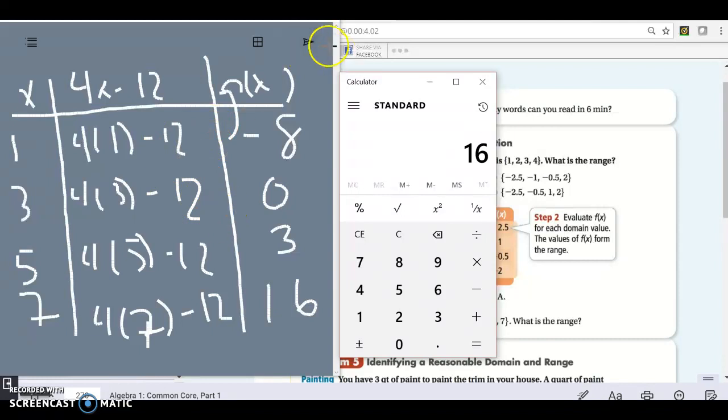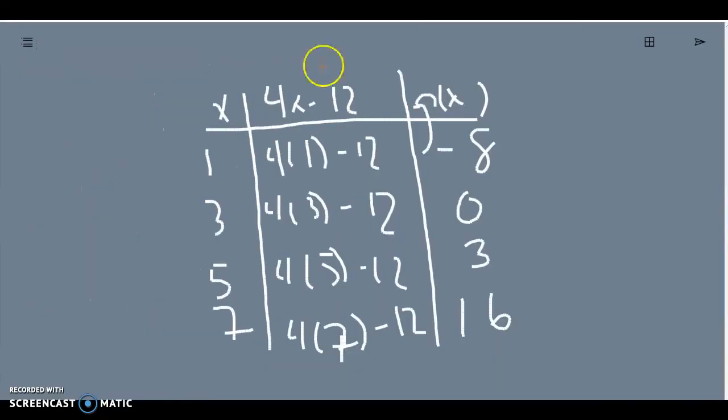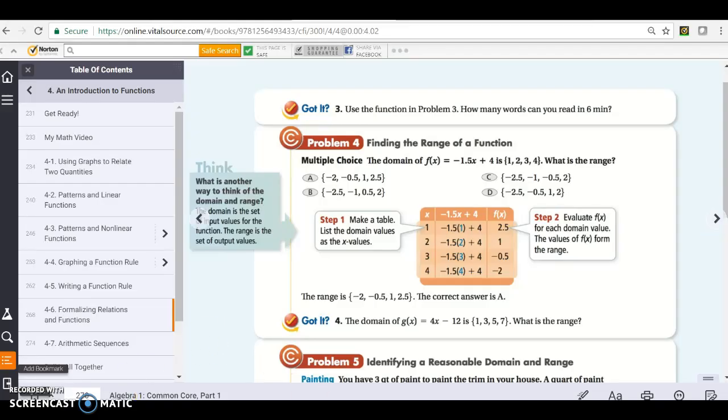Okay, so then my range would be these values in numerical order, and so they already are, thank goodness. So the range, it's off by a little bit, so hopefully you can see the range will be negative 8, 0, 3, and 16. And let's make sure I answered all the parts of the question. I did, and I hope that this helps.